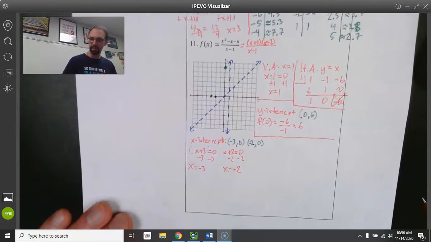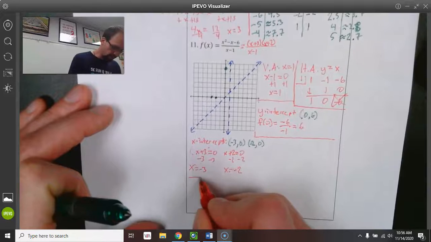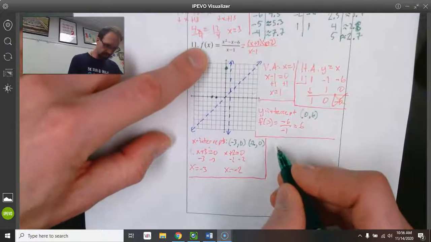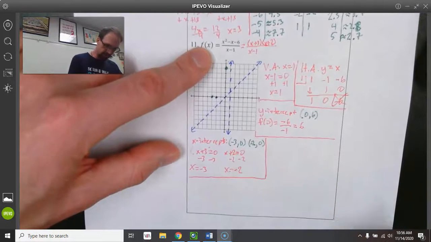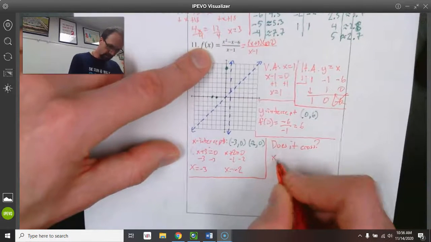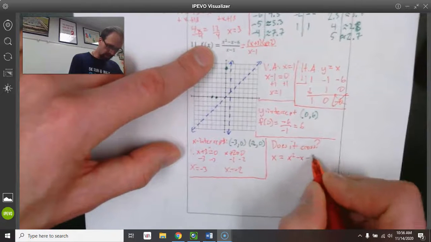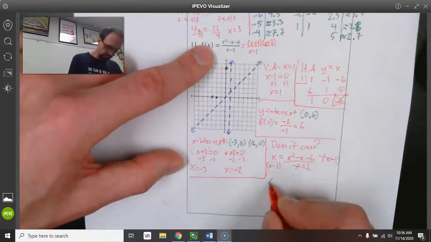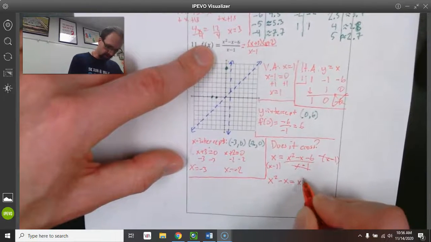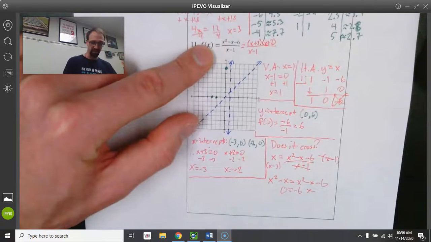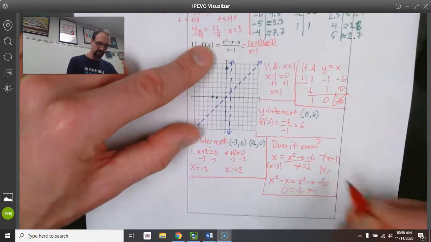And then now I just need to get some additional values. Oh, I need to see if it crosses my oblique asymptote. So I have an asymptote at y equals x. Does it cross? So I have x equals x squared minus x minus 6 over x minus 1. Multiply both sides by x minus 1. That cancels. So here I have x squared minus x equals x squared minus x minus 6. So you can see both of these cancel. I'm left with 0 equals negative 6. That's not true, so it doesn't cross. So no, it doesn't cross.